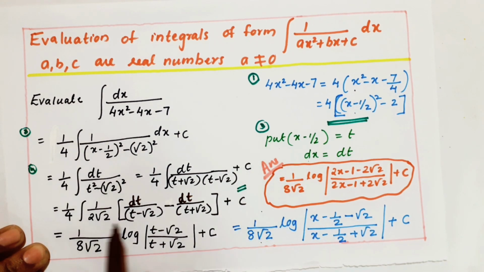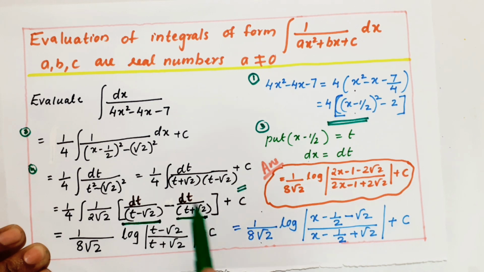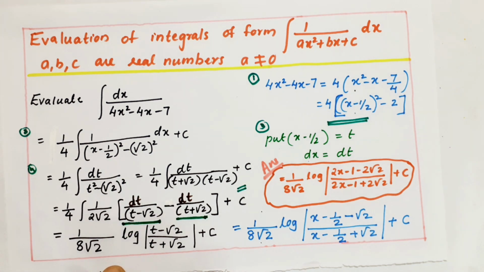Because if you check this term, you can understand that. See this term: t minus root 2 in the denominator, differential dt in the numerator; t plus root 2 in the denominator, dt in the numerator. So it means that this integral will be equal to log of t minus root 2. Okay, log of t minus root 2. So we can write it in log form.